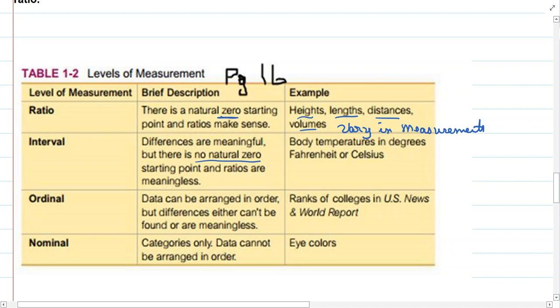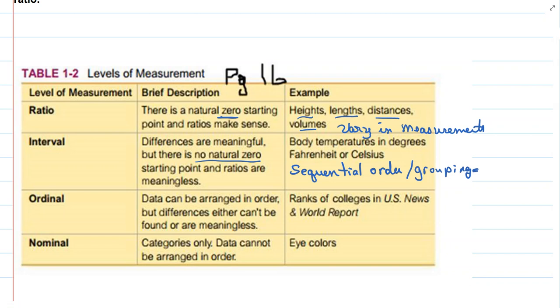Now, the reason for that, because you're talking about a sequential order, as well as groupings. Sometimes done to organize all of these interval scenarios.